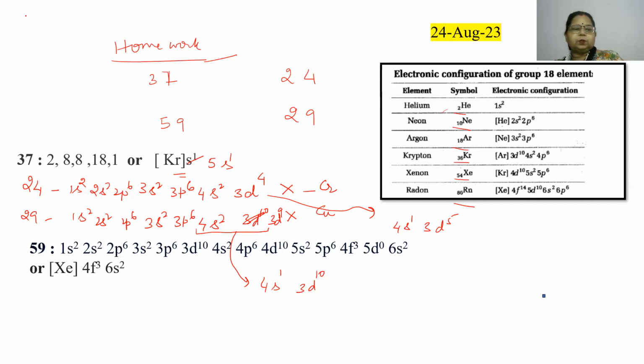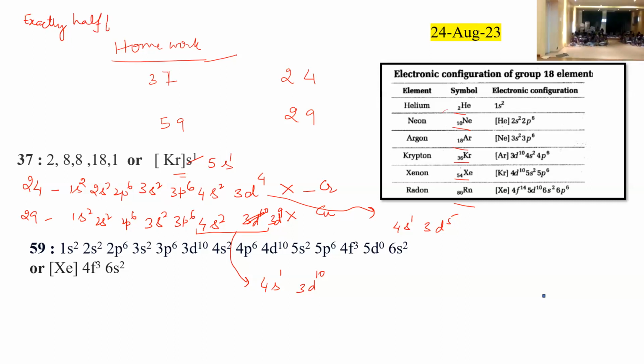Please, any one of you can convey me the message. Yes, ma'am. You're clear about it? Yes, ma'am. So then why do we have an incorrect configuration for 24 and 29? If you know the rule, then please apply it: exactly half-filled and exactly fully filled orbitals are more stable than nearly half-filled and nearly fully filled orbitals.